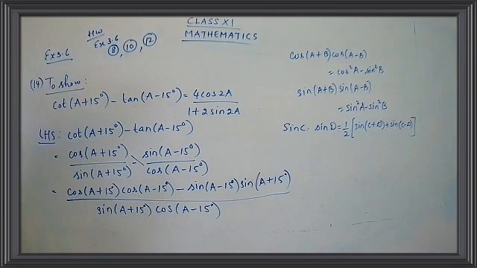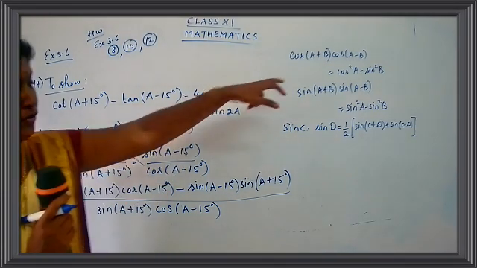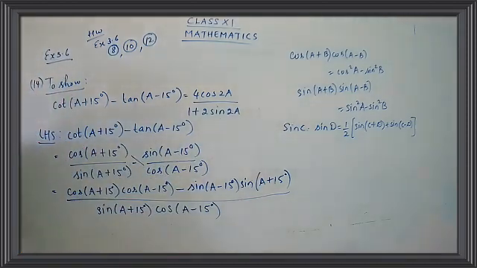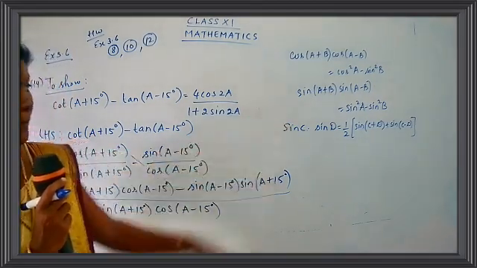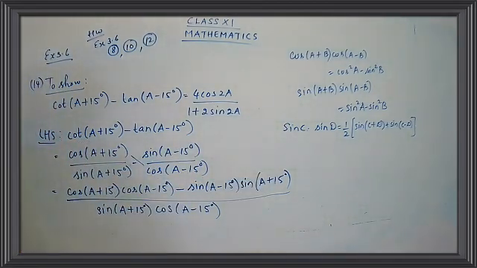So we are going to use these formulas. What is the formula for cos A cos B, that is for the first part? For cos, here A plus B and A minus B. So when you have cos(A plus B) into cos(A minus B), you're going to use the formula cos square A minus sine square B. And here it is sin(A plus B) into sin(A minus B), so you're going to apply the formula sine square A minus sine square B.